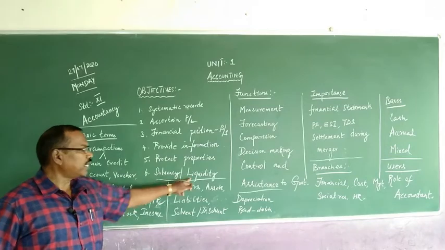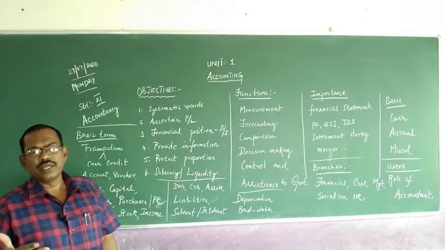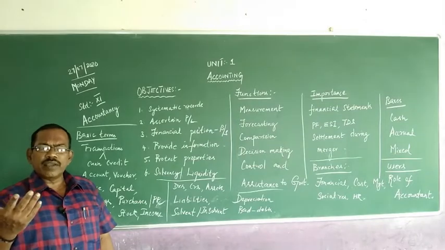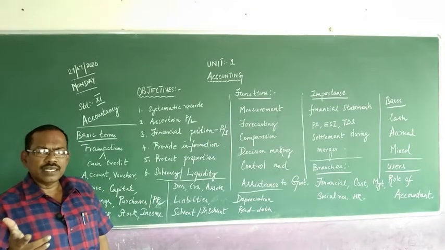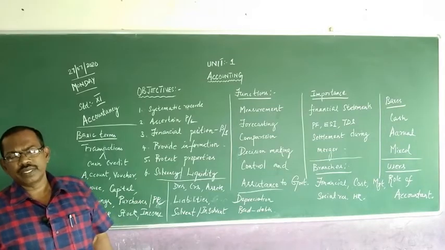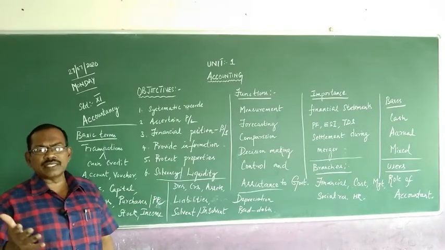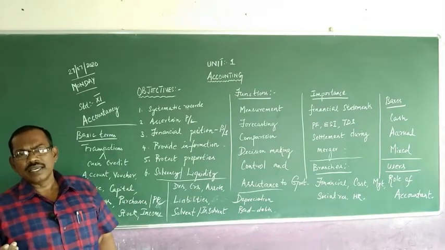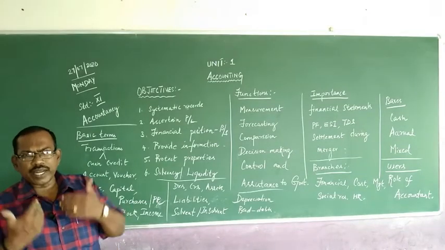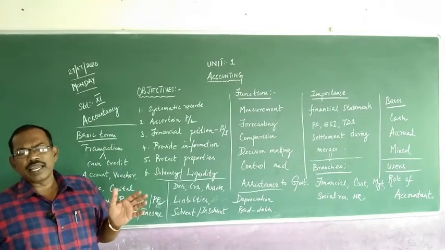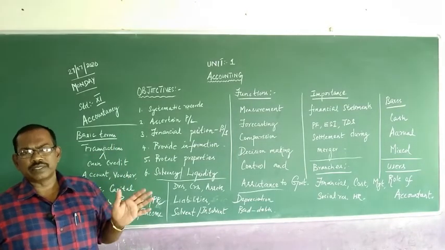Then solvency and liquidity. What do you mean by solvency? When can you call a person solvent or insolvent? When a person or a business is able to clear its debts, it is said to be solvent. When a person or a business is not able to clear their debts, they are called insolvent. If I am able to clear my debts, I am a solvent person. If I am not able to clear my debts, I am an insolvent person.